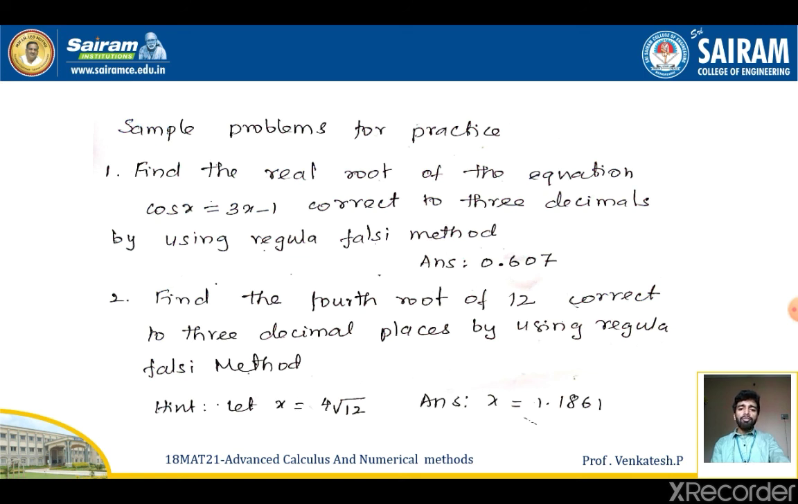Similarly, find the fourth root of 12 correct to 3 decimal places using the regula falsi method. Here is a hint to estimate the fourth root of 12. First take x equal to the fourth root of 12. On simplifying, we get x power 4 equal to 12, or x power 4 minus 12 equal to 0. So I can take the function f of x equal to x power 4 minus 12. On solving this equation, the answer will be 1.1861.